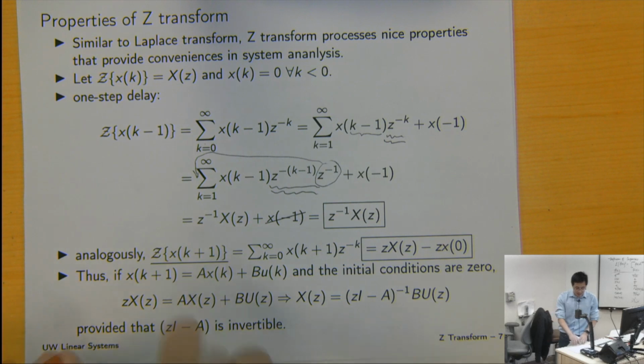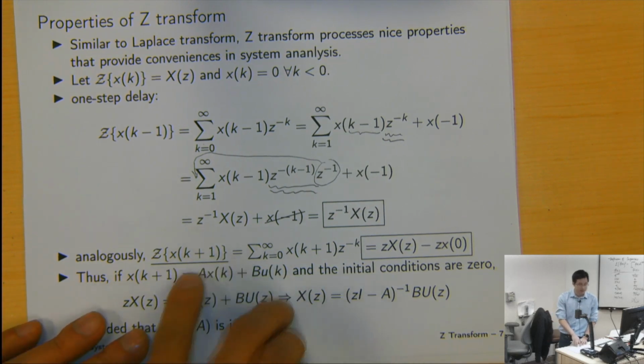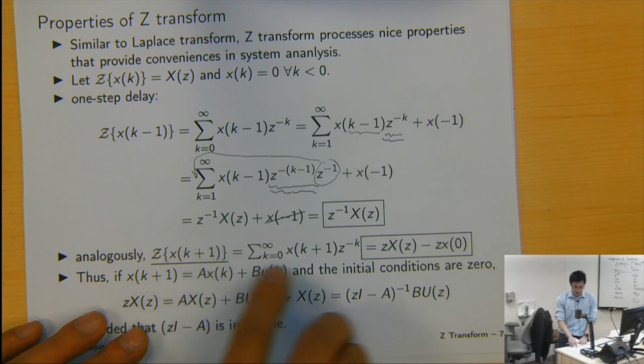All right, why don't you guys work on this one? Very similar techniques. For one-step advance, if the sequence is shifted one more step in advance, what will be the z transform?